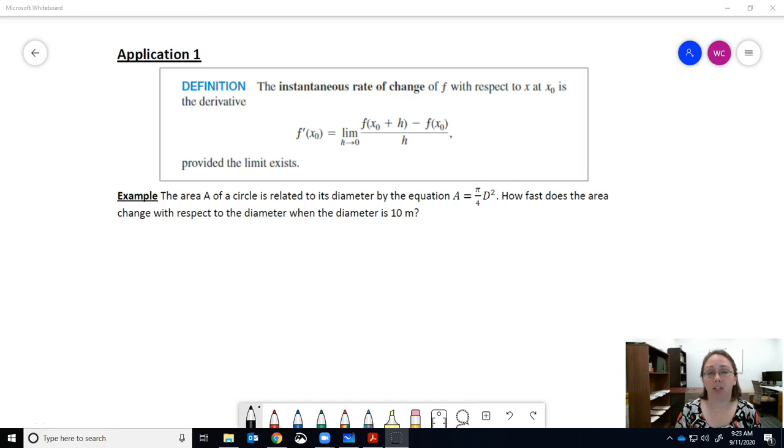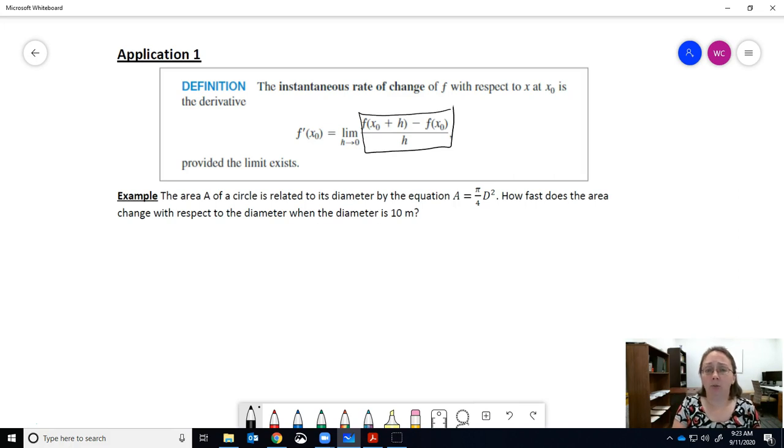So this first application is about the instantaneous rate of change. You should recognize that. We've already talked about it. When we talk about instantaneous rate of change, we're talking about rate of change, which is what you see in this box here. This is the rate of change between two points in time or two locations, or there are different things it could be. We're going to look at some examples.